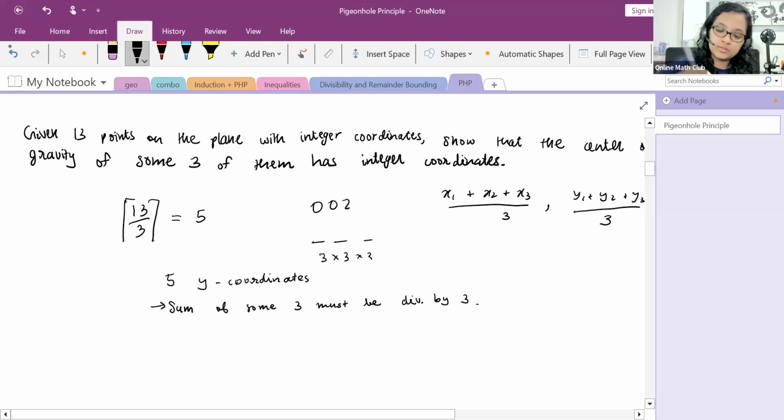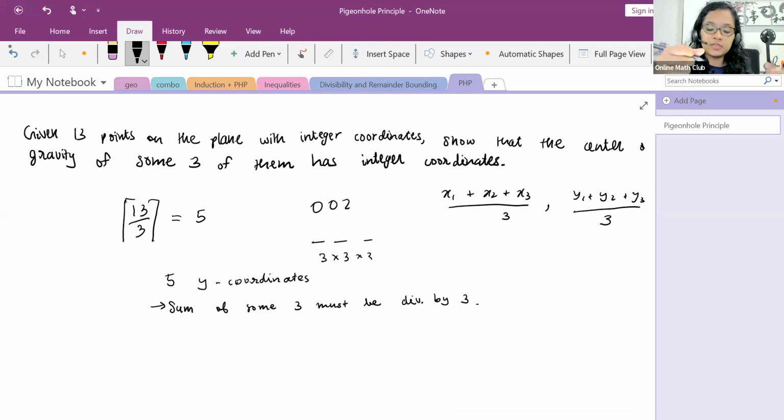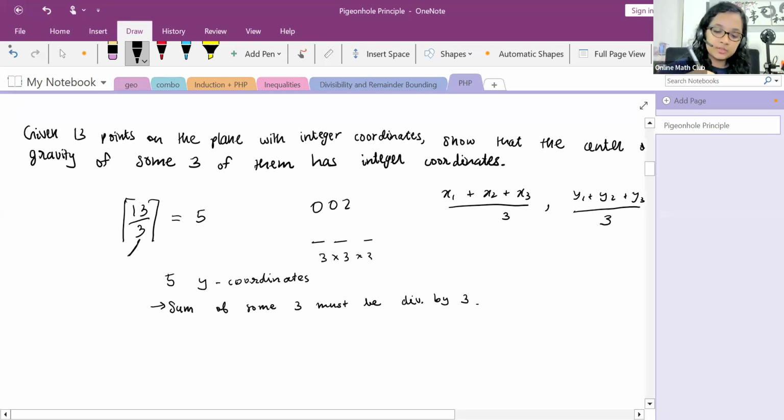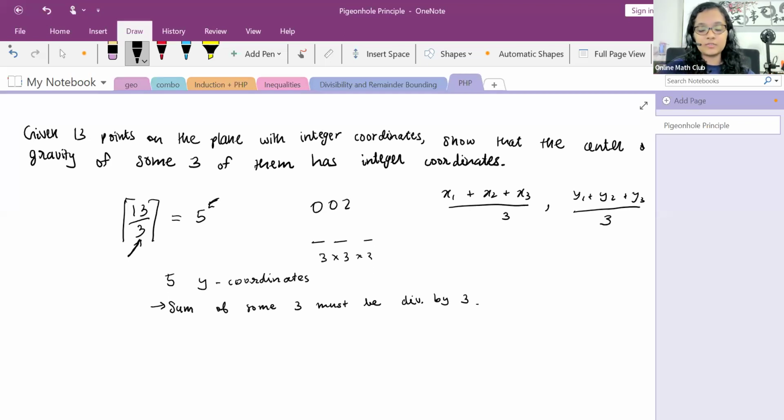We need to prove this. And to make it clear, what we did over here was we looked at the possible values for the x coordinate. There are 3 possibilities, so 3 holes. Now, by the pigeonhole principle, there must be some 5 points such that the x coordinate is the same for all of them. Like they are all in the same hole for the x coordinate. So we don't have to worry about the x coordinate anymore because when we add 3 of them, we get a multiple of 3, since it's 3 times the same thing.